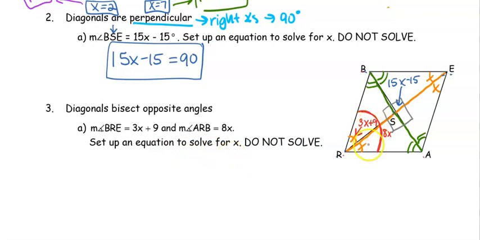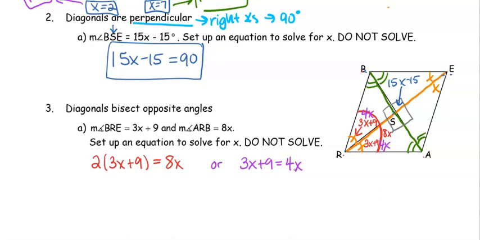So we know there's 2 ways to look at this. If this is 3x plus 9, these are congruent, so this is also 3x plus 9. So it takes 2 of the 3x plus 9s to equal 1 of the 8x. Or, remember, if this whole thing is 8x, if I cut that in half, that means that this angle is 4x and this angle is 4x. So I could have also done 3x plus 9 is equal to 4x. Both of those are going to get you to the same answer.